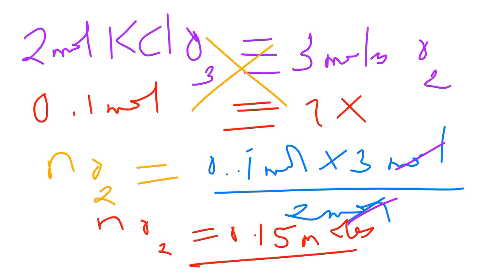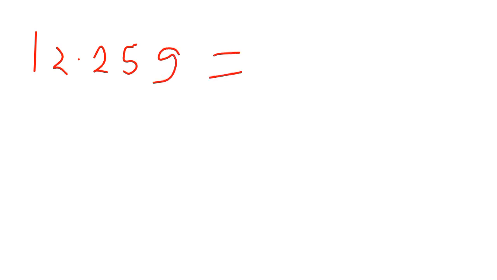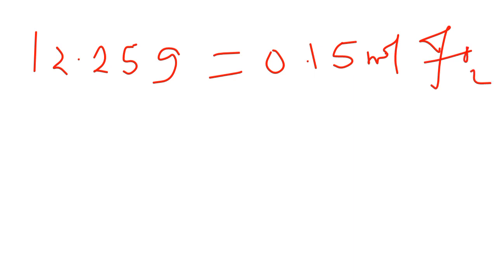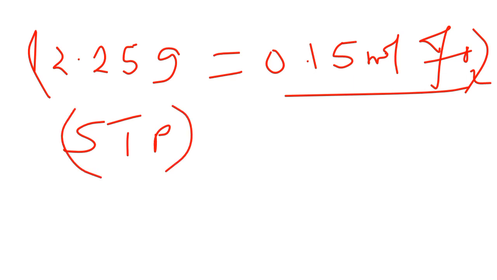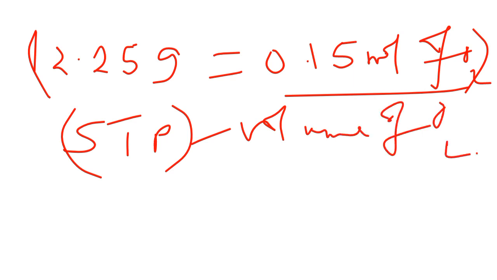So we have already obtained the number of moles in relation to the mass of potassium chlorate. We can say that 12.25 grams is proportional to 0.15 moles of oxygen gas. From this relation, we can go back to what we call STP, standard temperature and pressure. So we're going to find the volume of oxygen gas at STP.